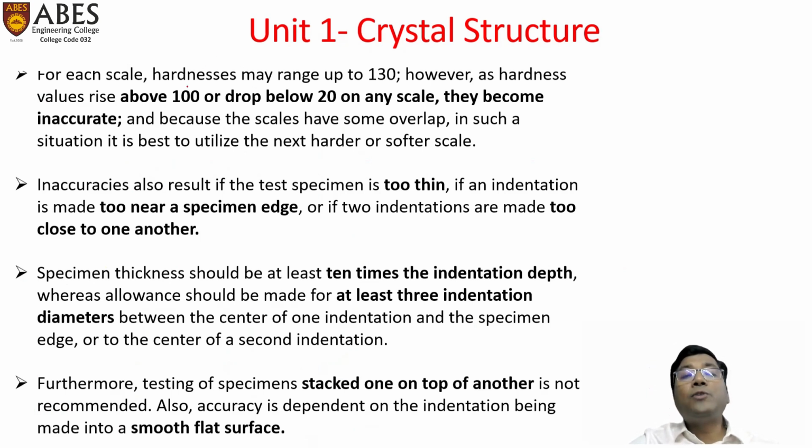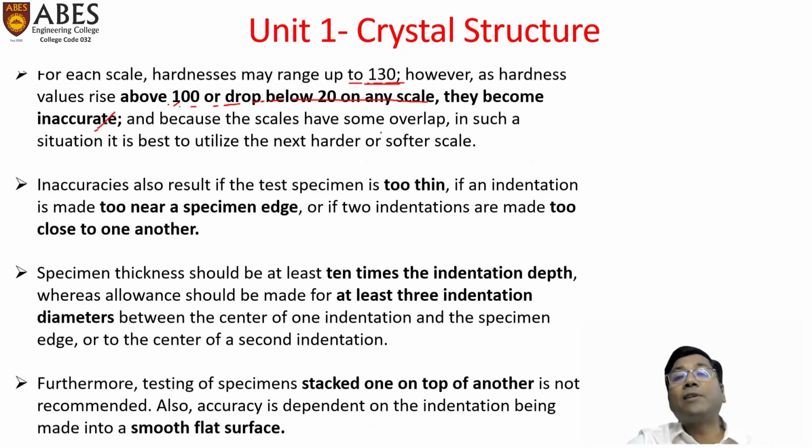So what is the significance of all these scales, or how do we measure on that scale? For each Rockwell scale, hardness values may range up to 130. However, as the hardness value rises above 100 or drops below 20 on any scale, it becomes inaccurate. If you are measuring a certain material with a certain Rockwell scale, A, B, or C, with the indenter and load applied as per the scale, and the value comes out more than 100 or less than 20, then the value would be slightly inaccurate. The calculation would be inaccurate.